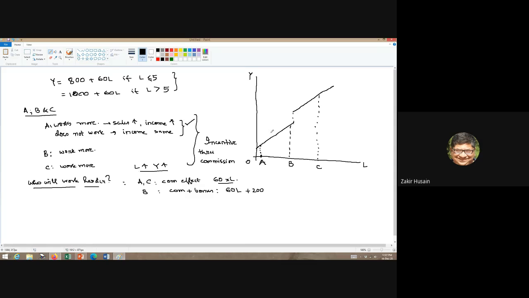So what happens is, because of this discontinuity, the three persons can have different types of incentive to work more. Are you getting this point? If you just employ the commission, then all three of them are going to work equally. But once you have introduced a bonus also, then some people who are close to the margin can put in extra effort.